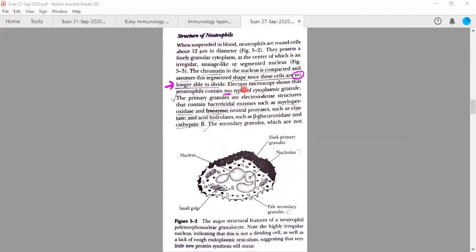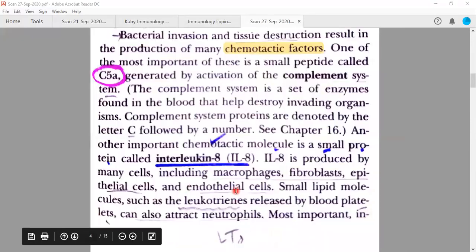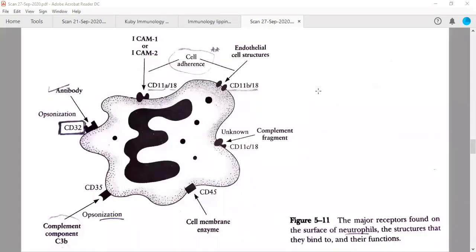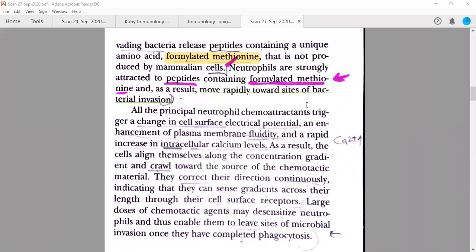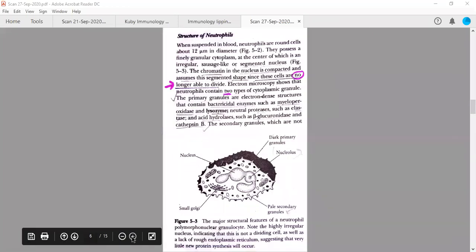The second thing is they have two types of cytoplasmic granules. Now here, this diagram, one minute. Sorry. All right, so here there is some problem in the PDF.